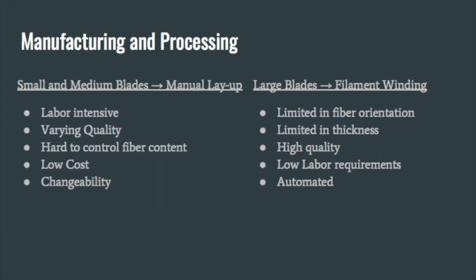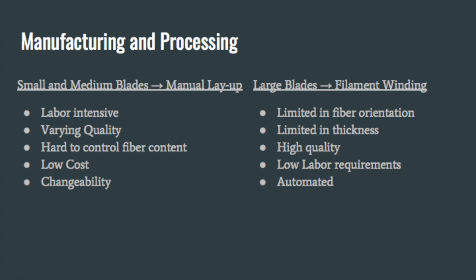Manual layup is labor-intensive and quality can vary depending on the worker. Additionally, fiber content can be hard to control, resulting in weight and balance issues. To improve quality, one can vacuum bag the product. Another layup technique that is used to make rotor blades is pre-preg layup, which enables the worker to better control fiber content and tends to contain fewer voids since the material is heated and pressurized during curing.